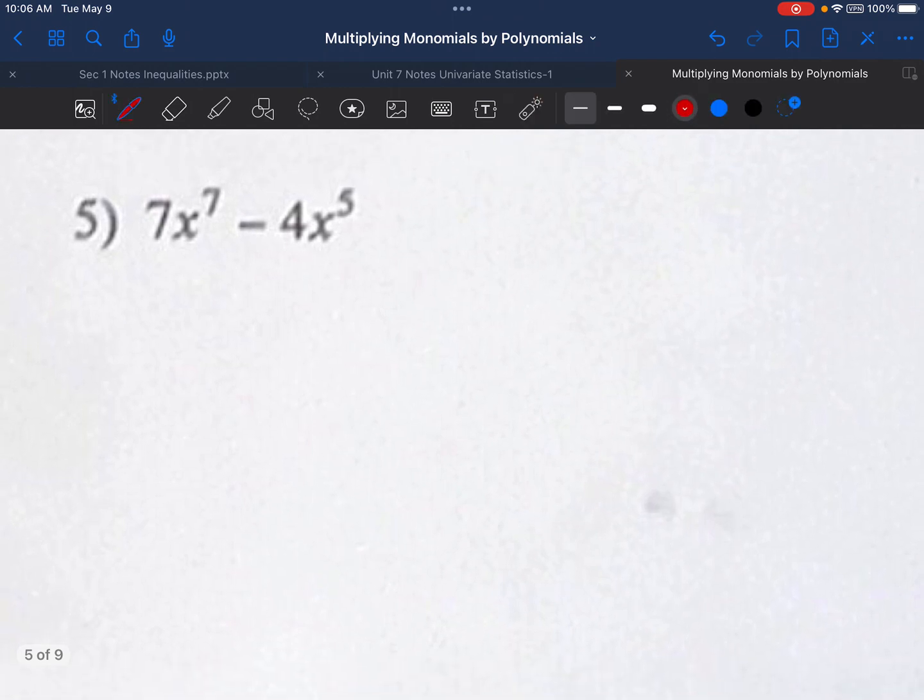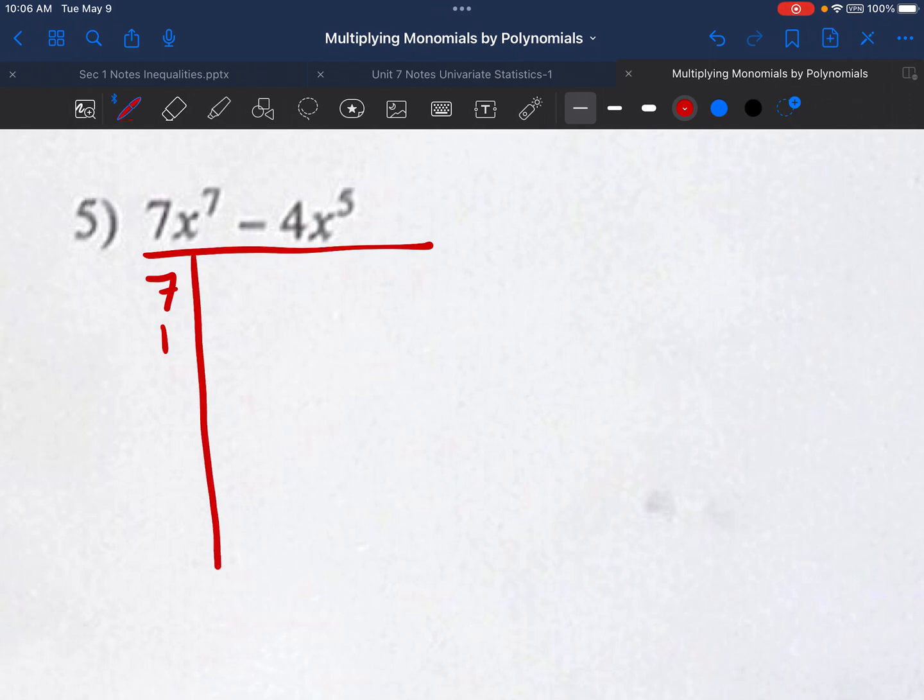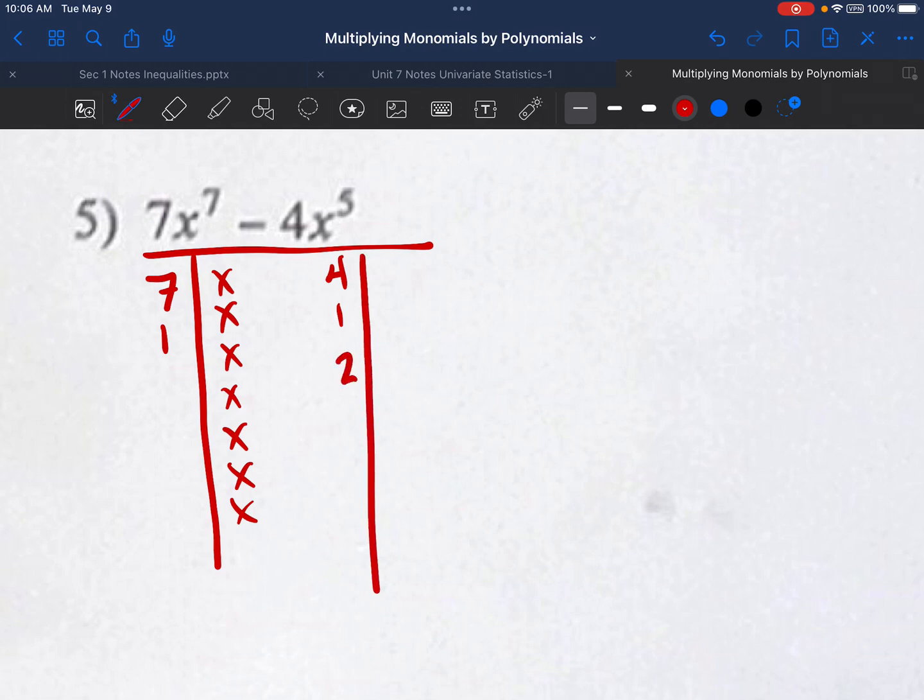Okay, fantastic. I'm going to start by factoring these. Okay, the factors of 7 are, let's see, just 7 and 1. I think 7's prime, so just 7 and 1. Okay, and how many x's do I have? Oh, it looks like I've got 7. 1, 2, 3, 4, 5, 6, 7. Okay, and what are the factors of 4? Well, I know 4 and 1, and I know 2, because 2 times 2 is 4. And how many x's do I have? 1, 2, 3, 4, and 5.